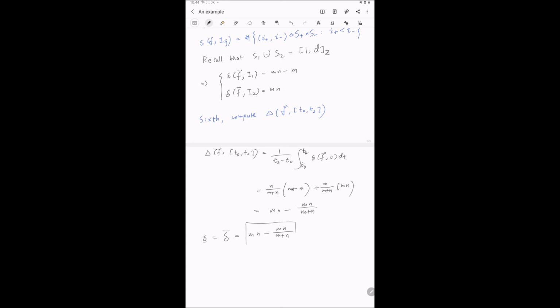So does this look familiar to you? Yes, it should, because this is precisely the Hausdorff dimension we wanted to compute from the beginning.